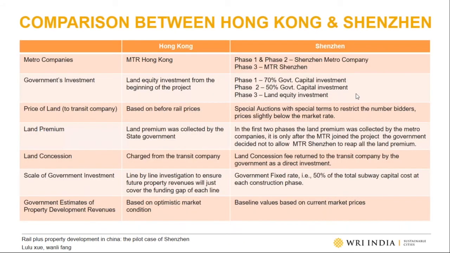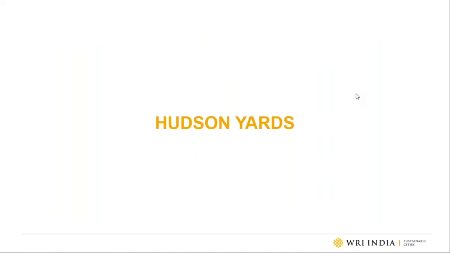This particular slide is more of a summary comparison between Hong Kong and Shenzhen with respect to different components and how it was dealt with in each of the cases. I'm not going to go into too much detail of this. The next example on the list is the Hudson Yards.